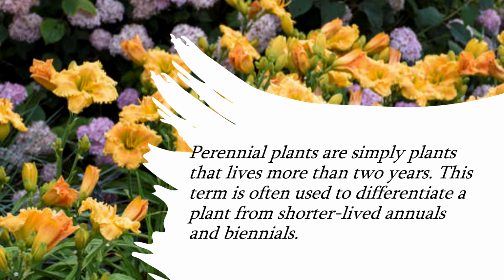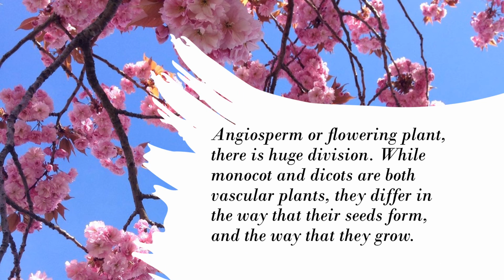Unlike annual plants, perennials are simply plants that live more than 2 years. This term is often used to differentiate plants from shorter-lived annuals and biennials. And the examples for this are angiosperms or flowering plants. There is a huge division. While monocots and dicots are both vascular plants, they differ in the way that their seeds form and the way that they grow.